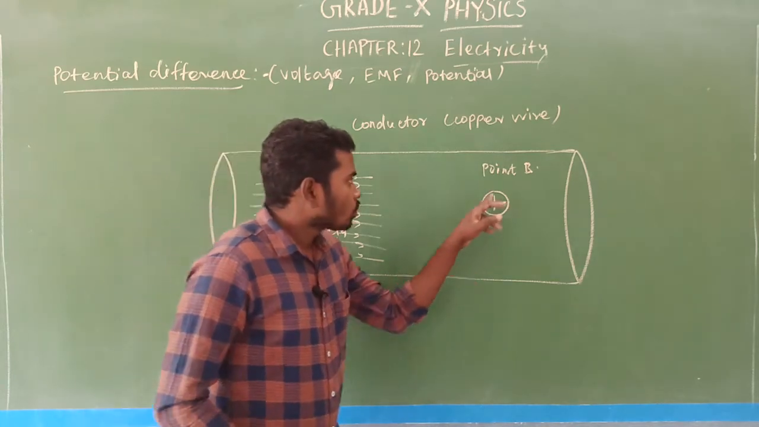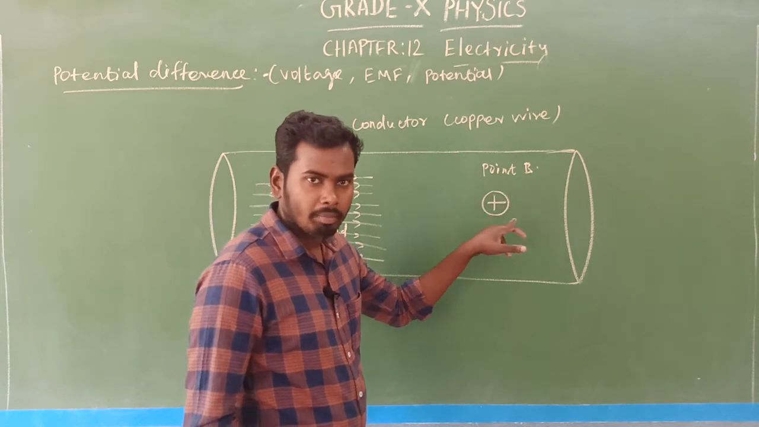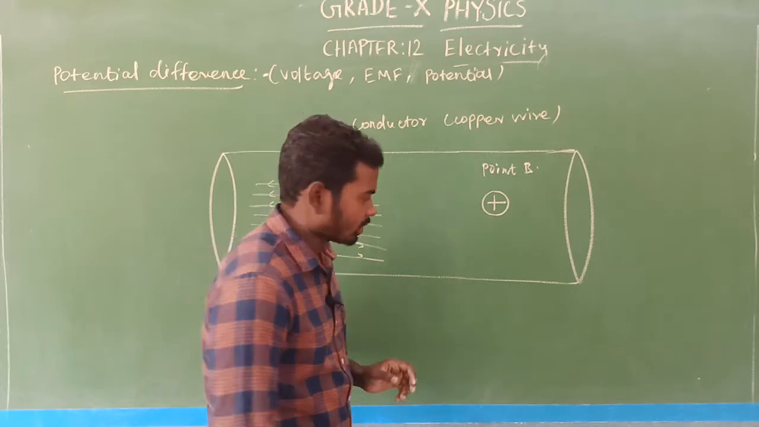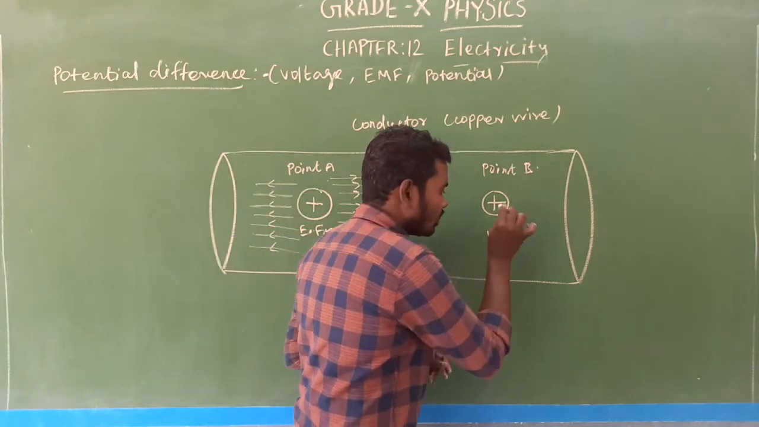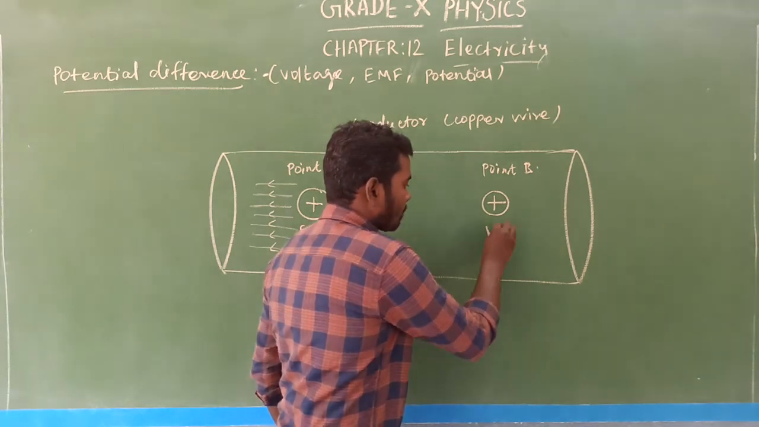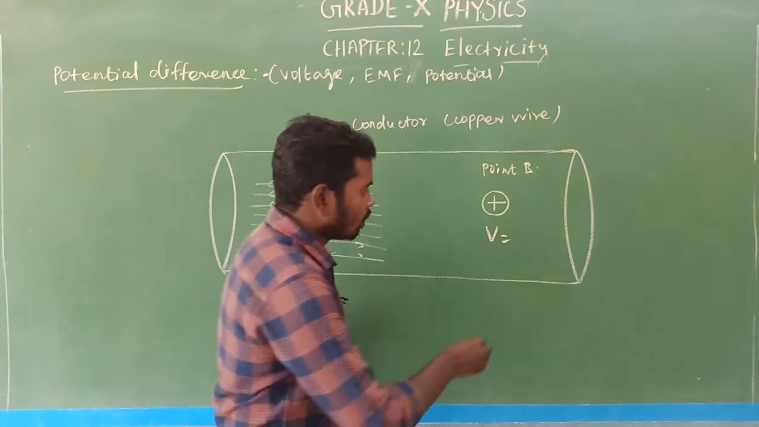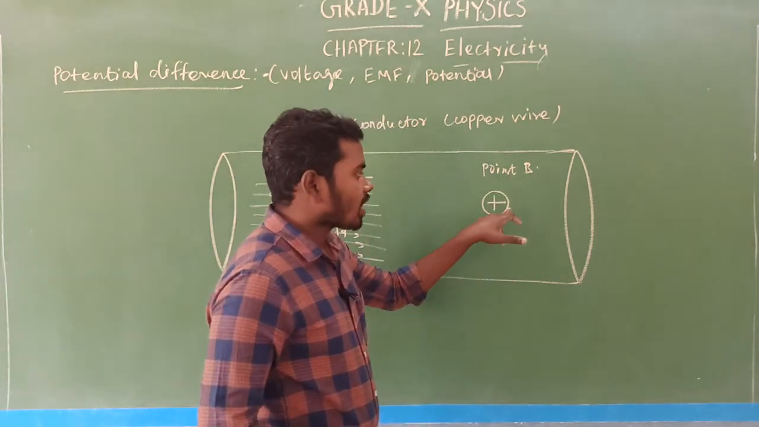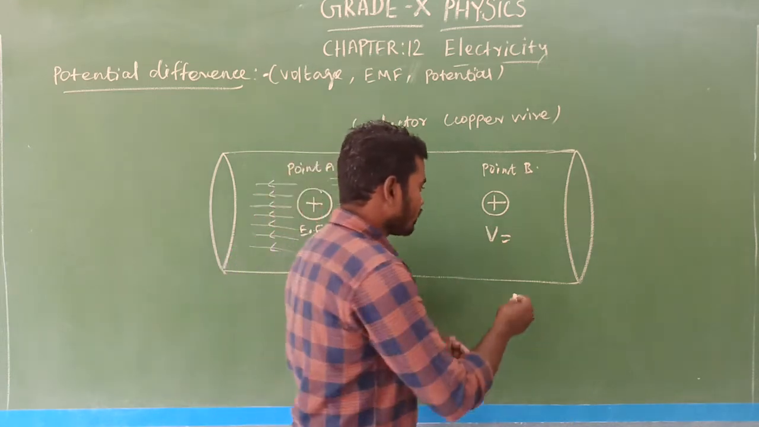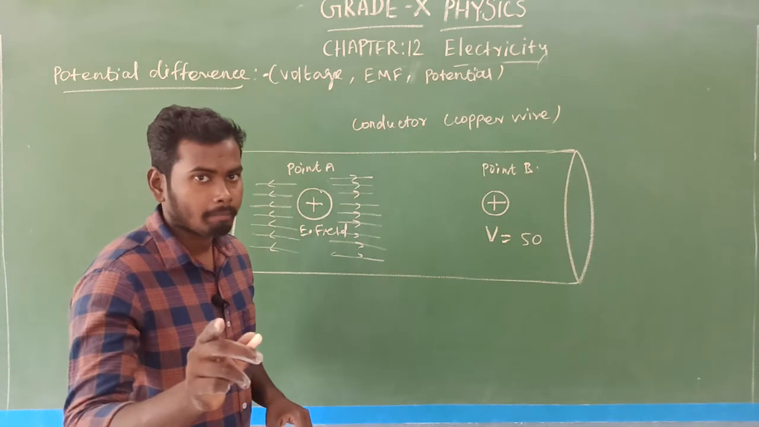Yes. So come to this point. The second positive charge placed at point B has some potential now. Am I right? Yes. Potential is denoted by the capital letter V. So the charge placed at point B has some potential. Consider it is 50. Is it clear?